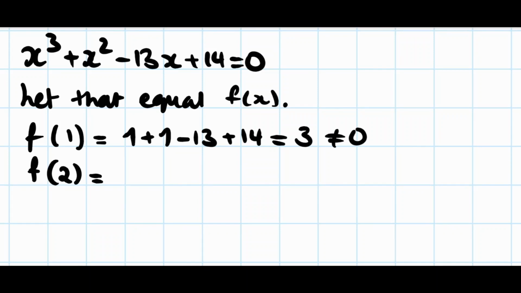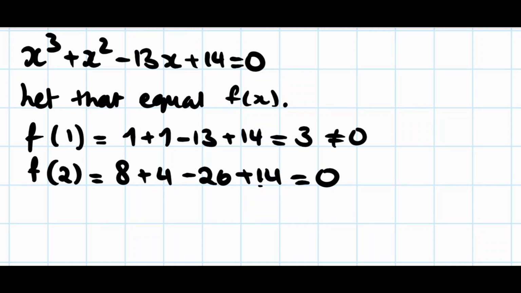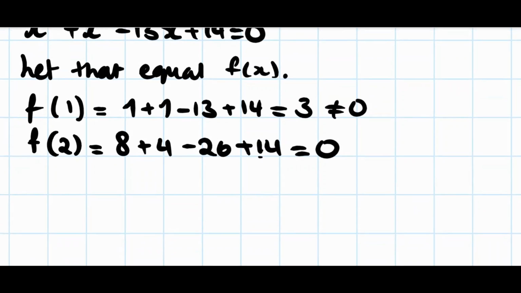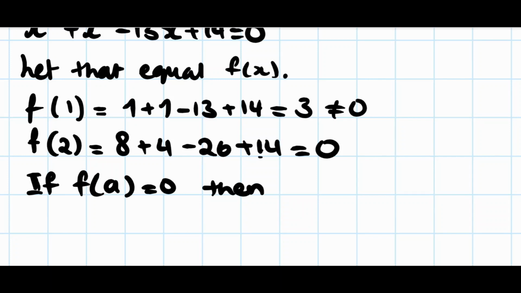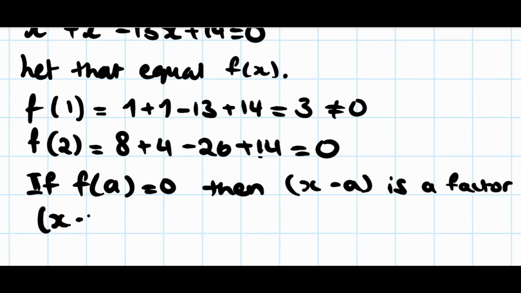So f of 2 would be equal to 2 cubed, which is 8. And then we'll have 2 squared, which is 4, minus 26 plus 14. So again here we would have minus 26 plus 14, which is minus 12, plus 12, which is 0. So according to the factor theorem, if f of a is equal to 0, then it means that x minus a is a factor. Hence, for this equation here, x minus 2 will be our factor.